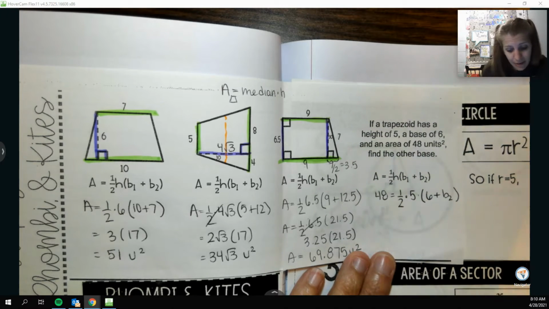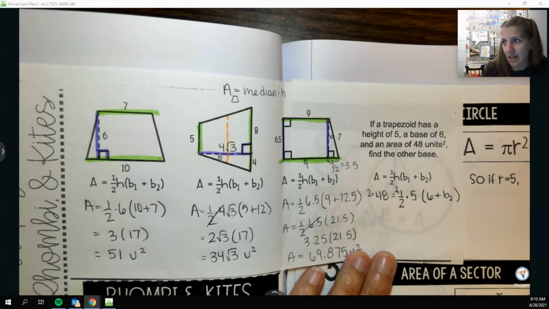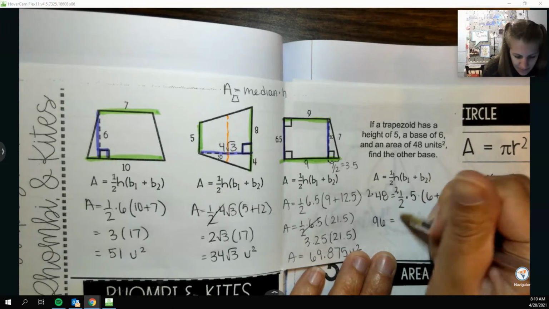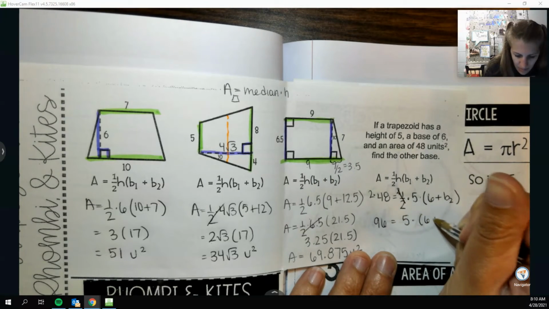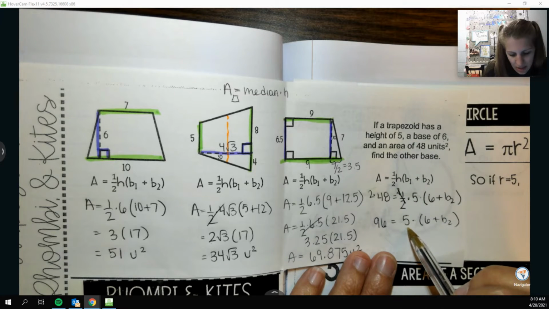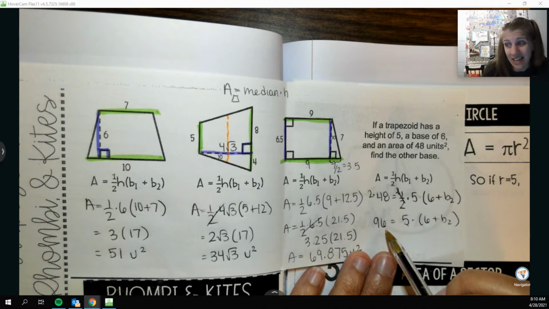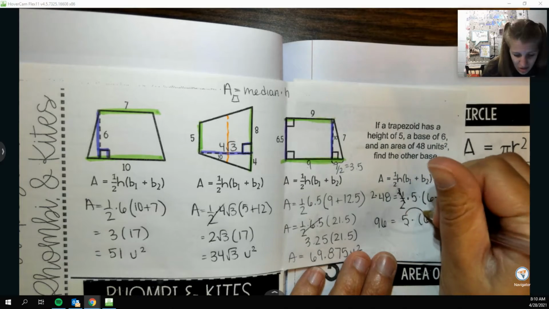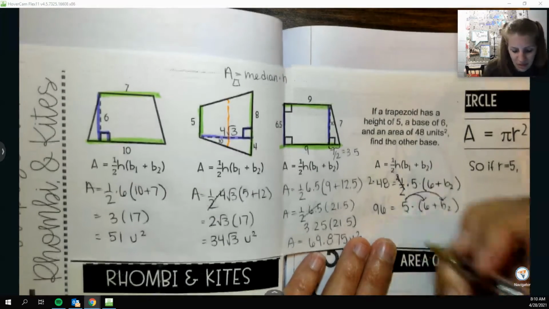To get rid of half, I should times by 2. If I do it on one side, I have to do it on the other. And so that is 96. And then the half's gone. I don't really want to divide that by 5. Next I could divide by 5, but I know it's not going to go into 96 evenly. So I'm actually not. I'm just going to distribute it. Normally I wouldn't distribute, I'd get rid of, but let's distribute.